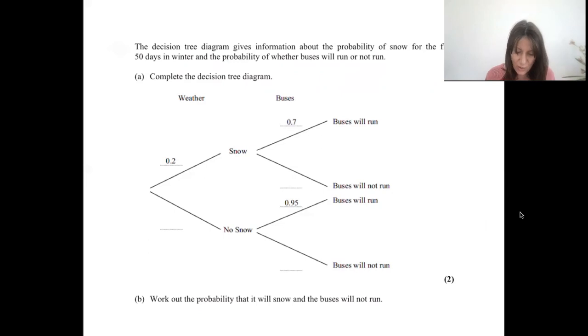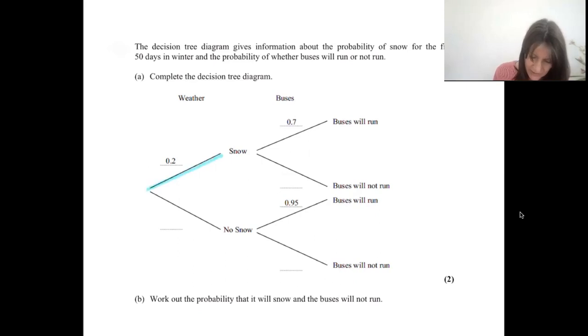Okay, so there's a story about snow in the first 50 days in winter, and the probability is being built on the diagram. Now, one of the things we must remember when it comes to tree diagrams, and they're calling it a decision tree diagram, don't be put off by that additional word of decision. Tree diagrams are tree diagrams regardless.